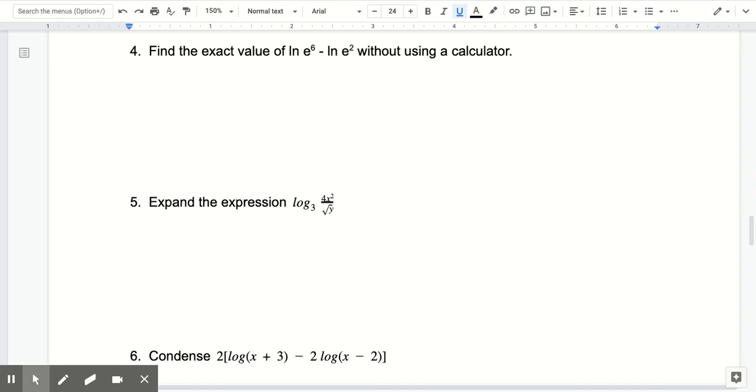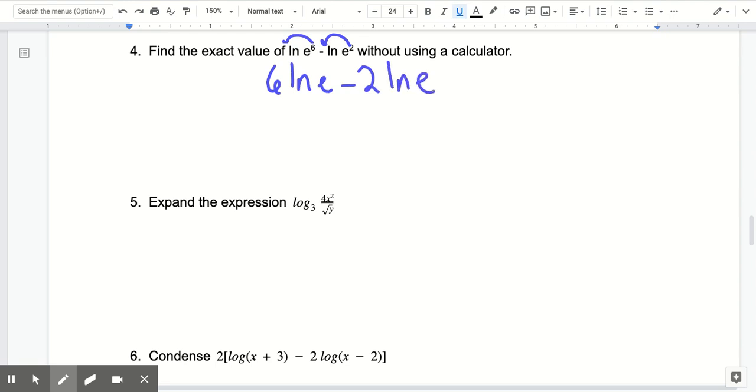So in this next problem, we want to use our properties of logarithms to evaluate this without using a calculator because I don't have one at the moment. So natural log of e to the 6 minus natural log of e squared. Well, these exponents can come down in front. We use our down in front property. So this is 6 natural log of e minus 2 natural log of e.